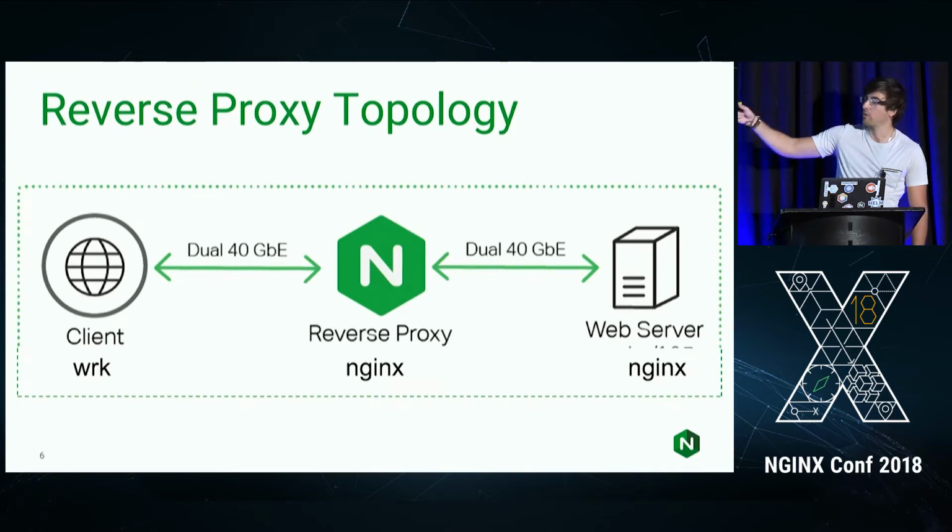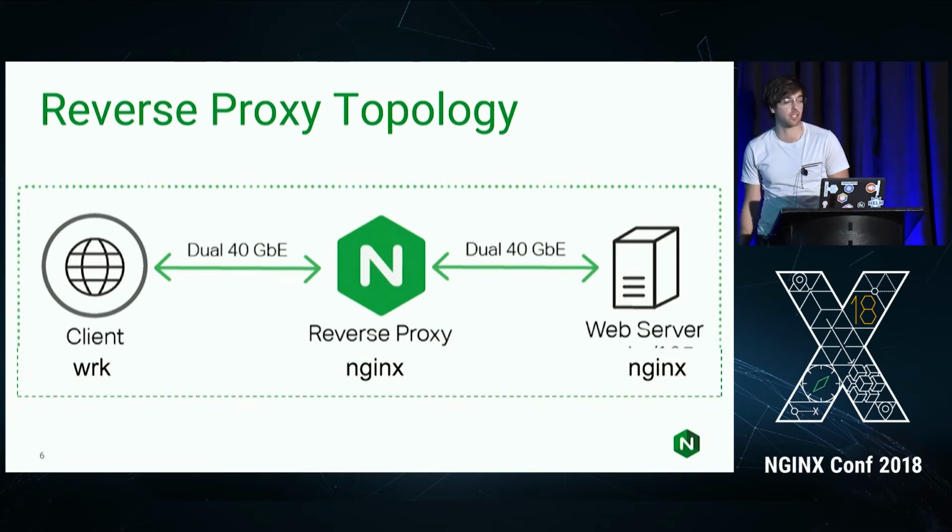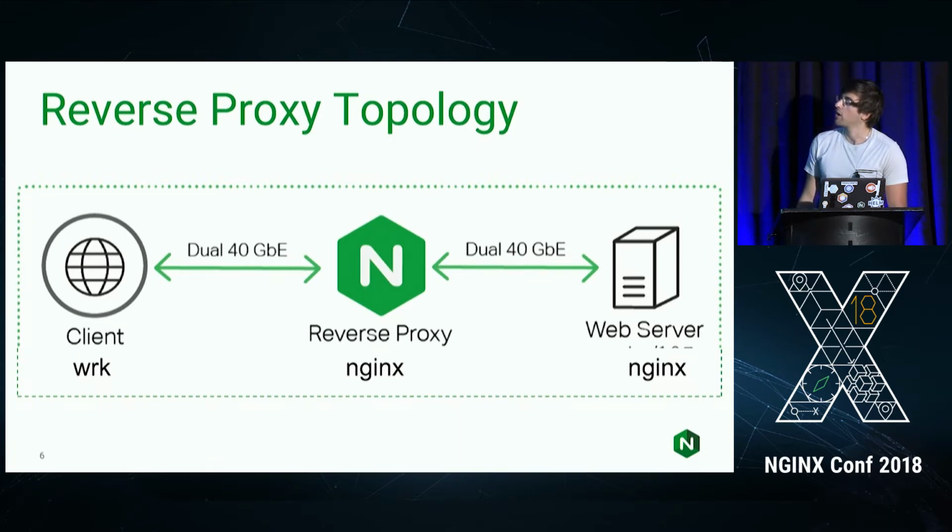And this is the reverse proxy topology that we used. Same idea. Now we have 3 machines, running NGINX as a reverse proxy doing SSL termination. And we are running NGINX on the web server as well, but we are not running SSL.